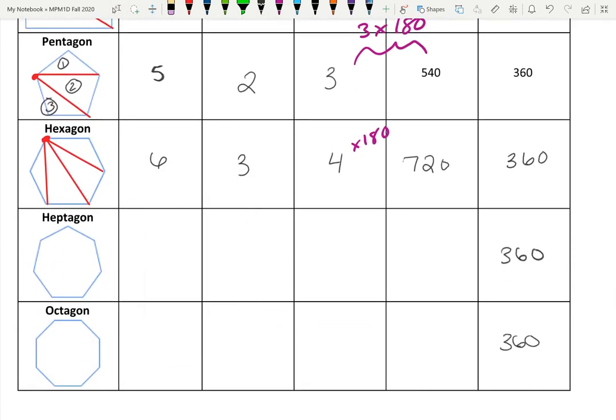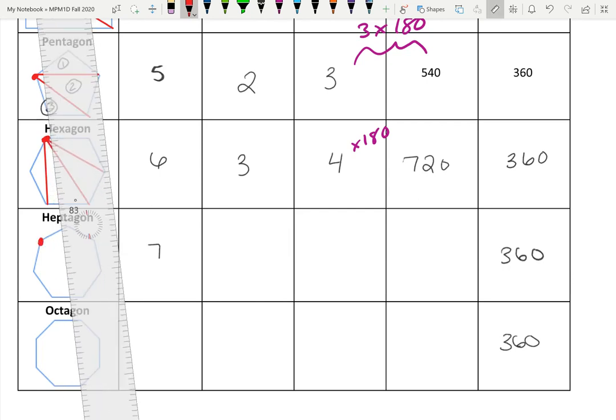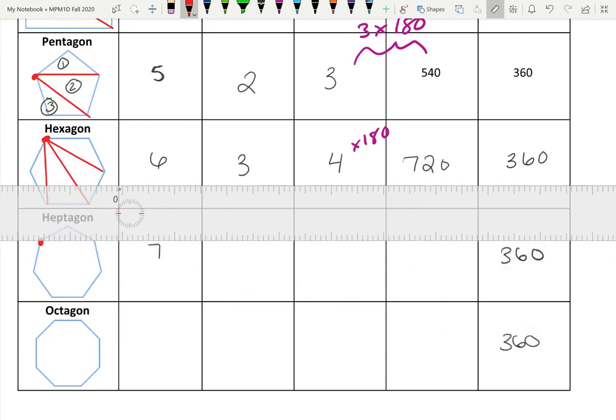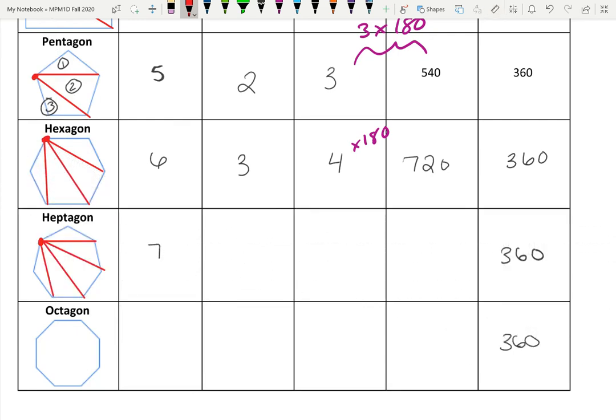All right, a heptagon, that's 7 sides. So again, I'm going to pick one vertex and create as many diagonals as possible. Okay, so I was able to draw 4 diagonals, which created 5 triangles. So now I'm going to multiply 5 by 180 to get the sum of my interior angles, which is 900.